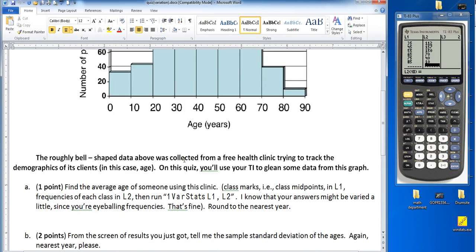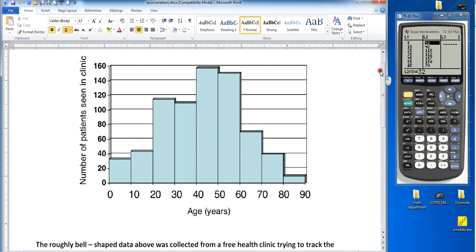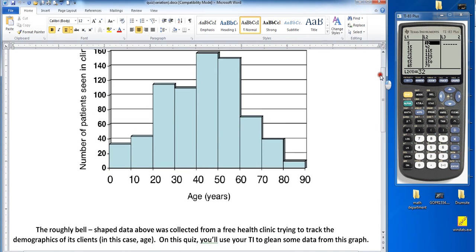Roughly bell-shaped data. Use your TI to glean some other data from the graph. Find the average age. I went ahead and put my approximations into the TI over here. They might not be the same as the ones you used on your graph. They're probably pretty close, which means our average is probably going to be pretty close. I'm not looking for exact, I'm looking for approximate.